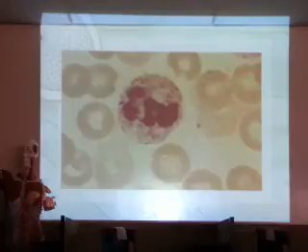This is a neutrophil, but it's a tricky one because it's got these dark inclusions in there as well. It's a little darker than you normally see. So this is actually a diseased neutrophil, and that's why this is a tricky one.